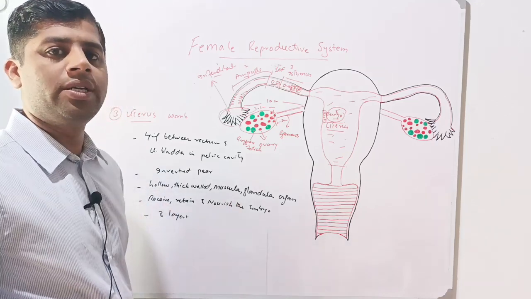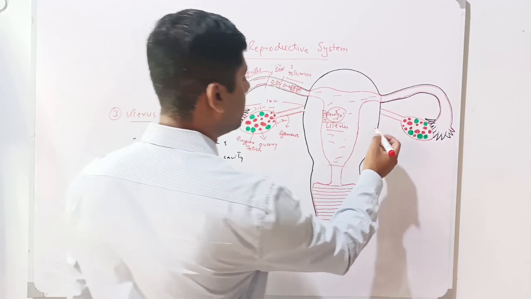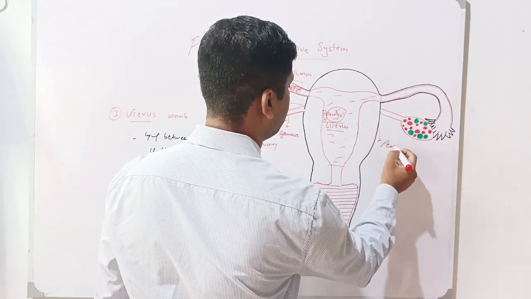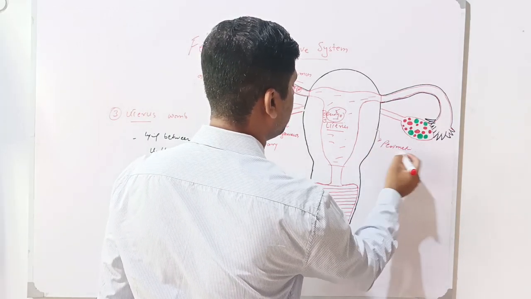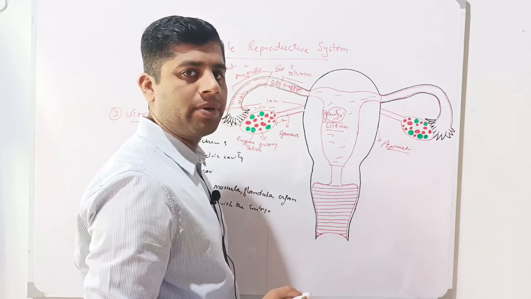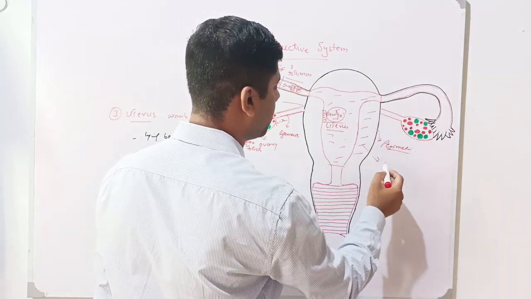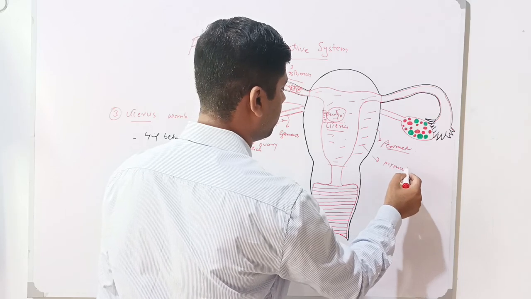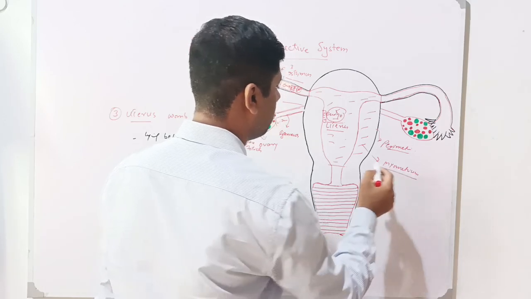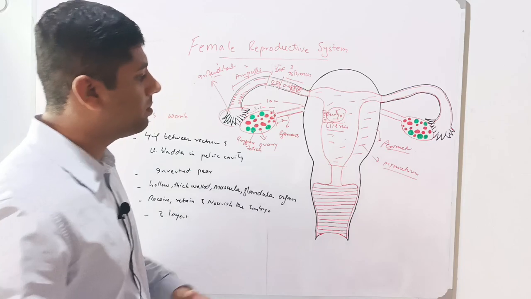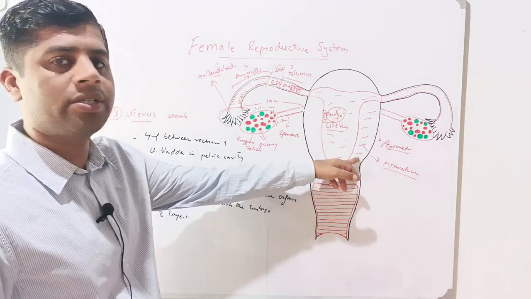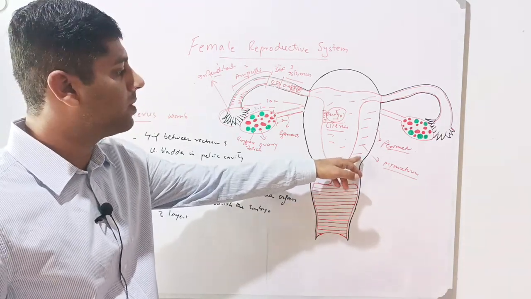Basically, the uterus has 3 layers. The outermost layer is called the perimetrium. The perimetrium is the outermost protective layer made up of epithelial cells. Then there is a thick muscular layer called the myometrium. The myometrium is made up of smooth muscles, and these muscles help in the contraction and relaxation during the delivery process for the expulsion of the fetus.